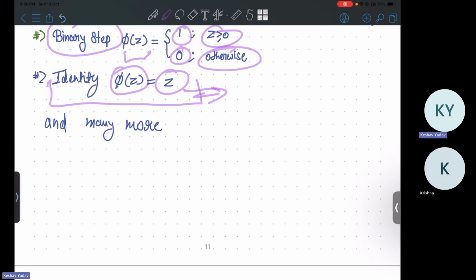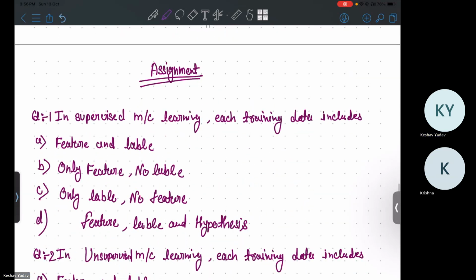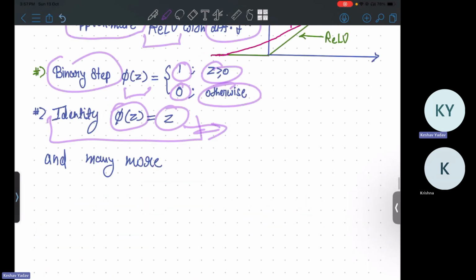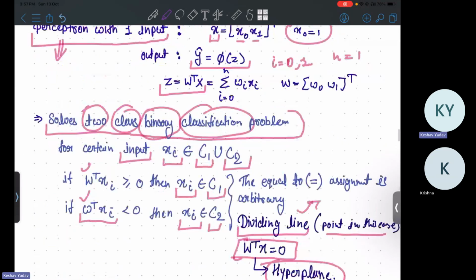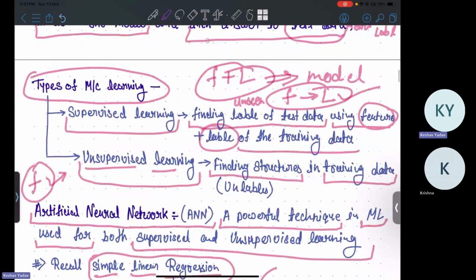Now we will solve some problems. The first problem is: in supervised machine learning, each training data includes: option A, features and label; option B, only features, no label; option C, only label, no feature; option D, features, label, and hypothesis. So let us see. We have discussed this now. Supervised machine learning uses both features and label.